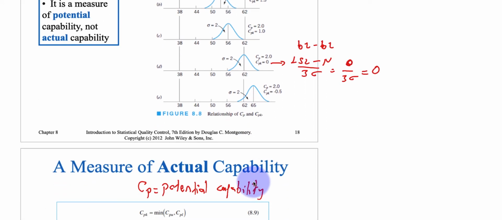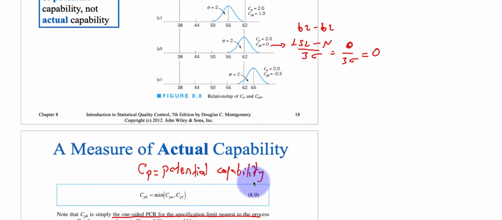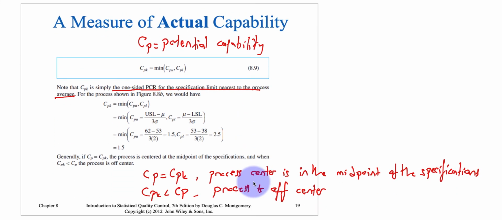So it will be wise to use CPK instead of CP, or at least we need to use them together. Okay, so it's just an example here. Skipping it. If CP and CPK are equal, it means that the process center is in the midpoint of the specification. If the CPK is lower than the CP, it means that the process is off center.